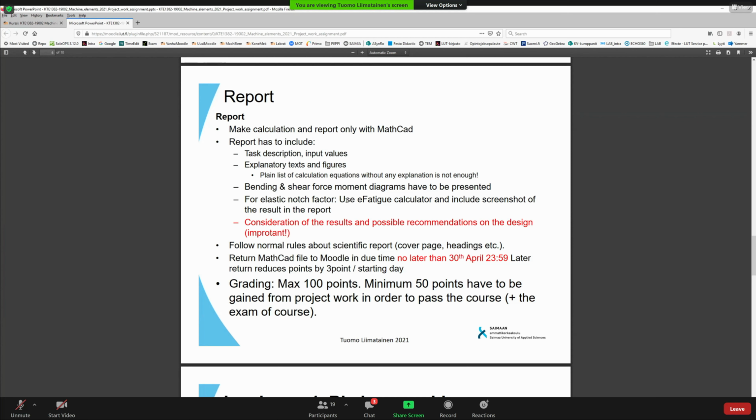If the eFatigue doesn't work for some reason, then okay, you can use tables as well. But also in that case, you need to include the table and include in the table a drawn line in the report which shows how you got the notch factor from the table. So it's clear for me when I read the report. But it's better to use the eFatigue, because from there you can just take the screenshot and that's it.